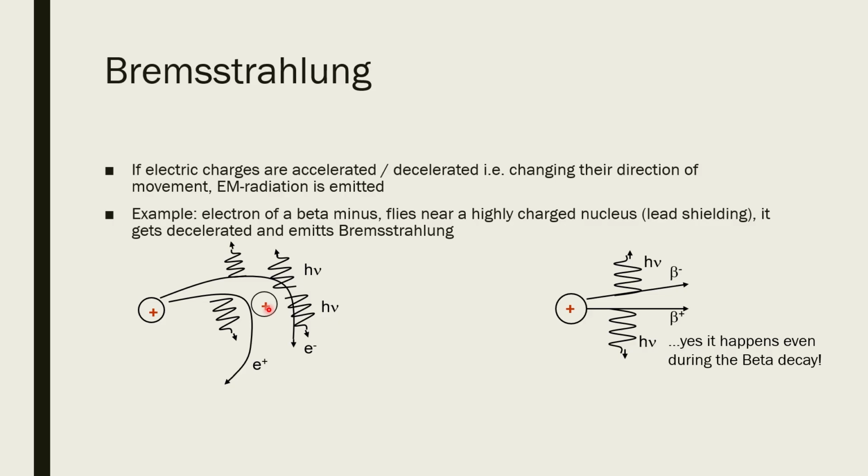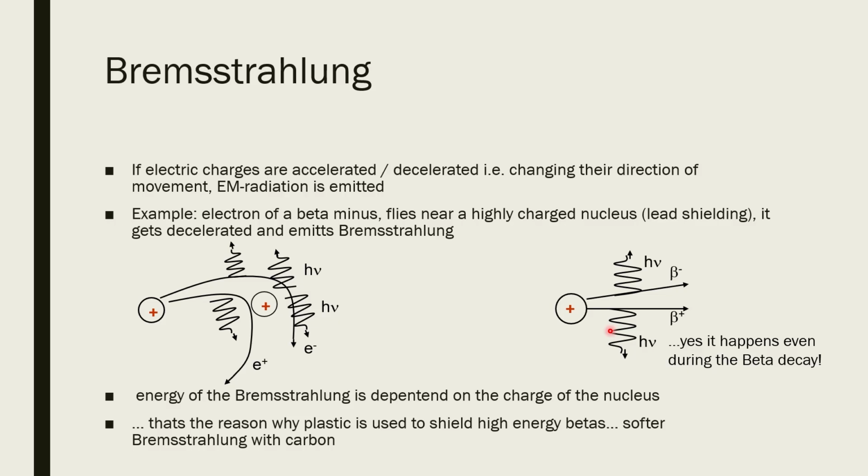But it can also happen during the decay itself because, as you can see in the beta plus decay, we have a positive charge and a positive charge. At a certain point, these positive charges repel each other, accelerating this beta plus, and this results in the emission of electromagnetic radiation. This is not in the X-ray range, but in the very low energy range, but it's still considered Bremsstrahlung.